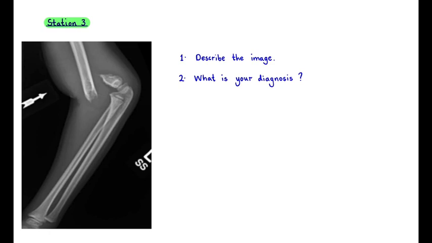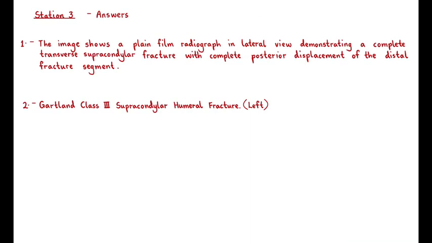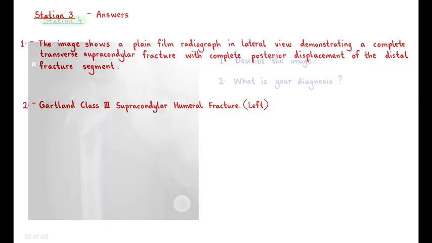So what is your diagnosis? Before I mention the diagnosis, I would just like to go over the Gartland classification of supracondylar fractures. Type 1 is undisplaced, type 2 is displaced with an intact posterior cortex, type 3 is displaced in 2 or 3 planes, and type 4 is not part of the original Gartland classification, as it can only be diagnosed intraoperatively. So this is the Gartland class 3 supracondylar humeral fracture on the left.